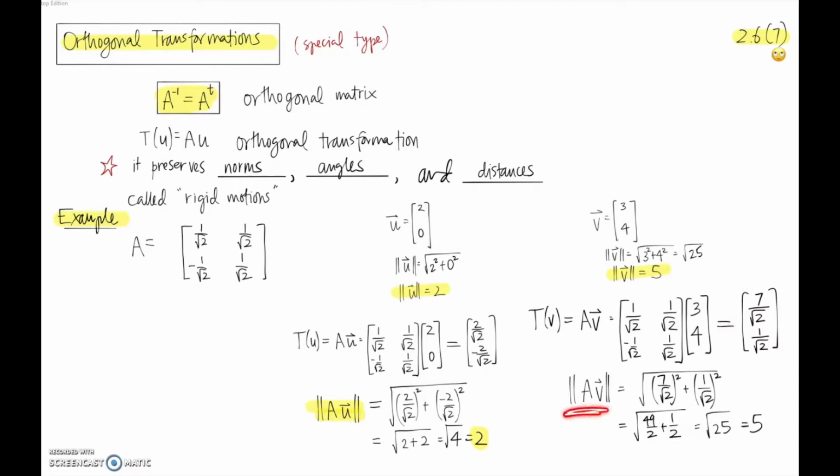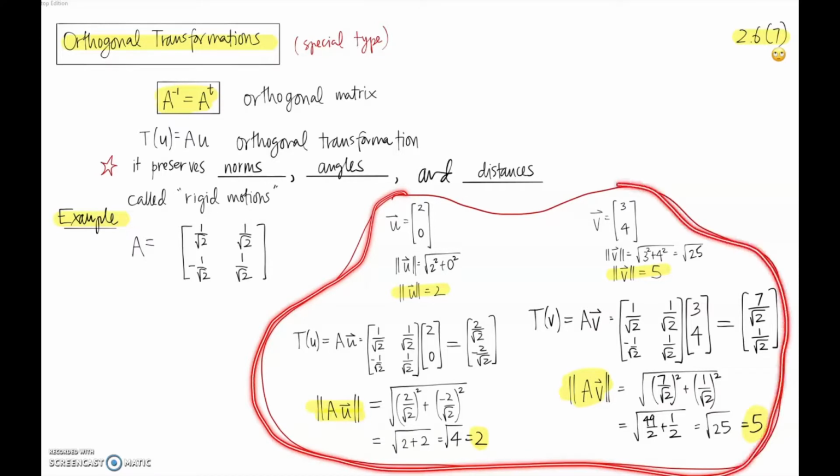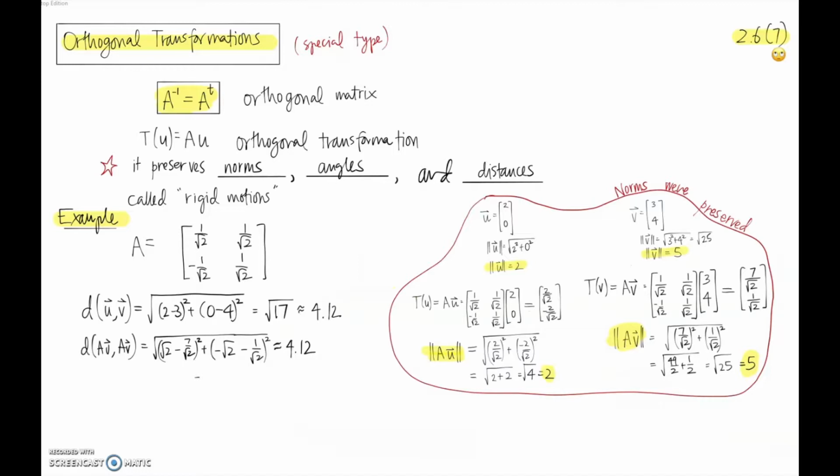And so I do this work to find the norm of AV. I put in each element, square it, and add them together, and then take the square root. We get 49 halves plus 1 half, and that's 50 halves, which is 25. The square root of that is 5. So awesome! This norm was also preserved through this transformation. So all of this work here just was showing me that for these two particular vectors, the norms were preserved through the transformation. You should also know that the distances were preserved.